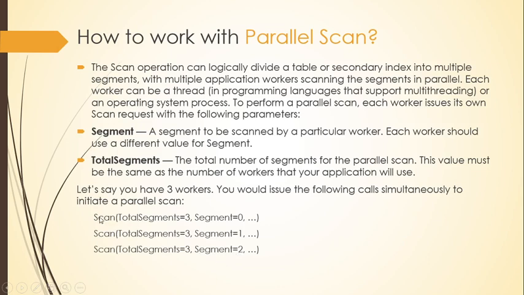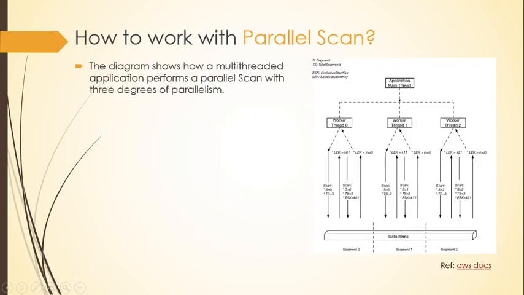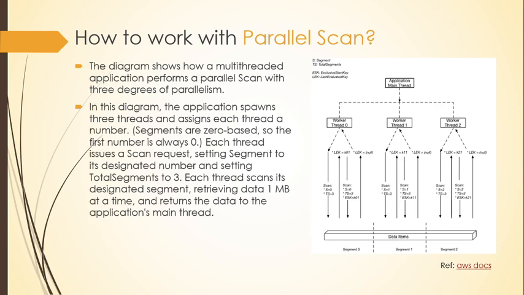So each will be executed parallelly. So continuing to this, you can see here a diagram which shows a multi-threaded application that performs a parallel scan with 3 degrees of parallelism. In this diagram, the application spawns 3 threads and assigns each thread a number. Segments are 0 based, so the first number is always 0.